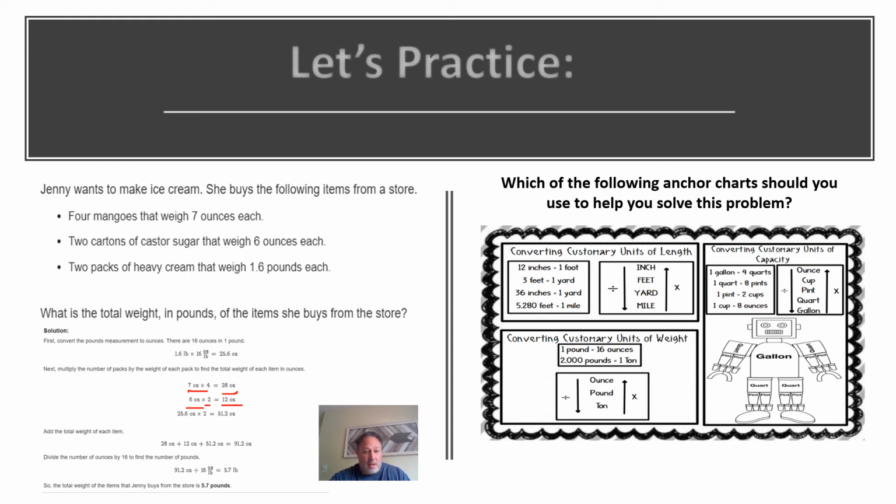And then since I converted already, I take my 1.6 pounds of the heavy cream times 16, I get 25.6 ounces. Now I'm taking that 25.6 ounces times 2, which gives me 51.2 ounces. When I add those all up, I get 91.2 ounces. So now I have to divide the number of ounces by 16, because 16 ounces equals a pound. So 91.2 divided by 16, my answer will be 5.7 pounds. Okay?